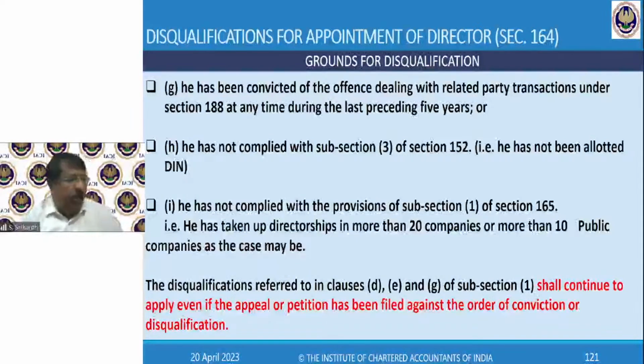I, he has not complied with the provisions of sub-section 1 of section 165. What is that? Number of directorships. He has taken up directorships in more than 20 companies or more than 10 public companies. So the minute he takes up more than 20, he is disqualified to be appointed. He won't vacate office, but he is disqualified. Okay.